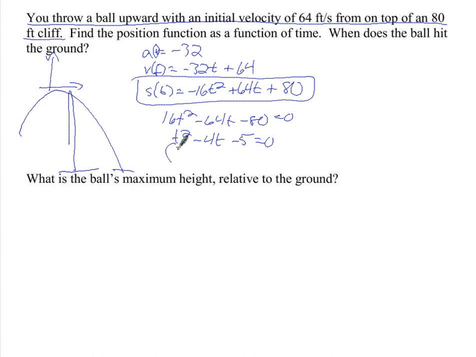So we have (t minus 5)(t plus 1) equals 0. Now what do we do? Zero product property. Solve for t. t minus 5 equals 0, which means t equals positive 5. t plus 1 equals 0, so that means t equals negative 1. Can't have negative time, so it has to be t equals 5 seconds is your answer.